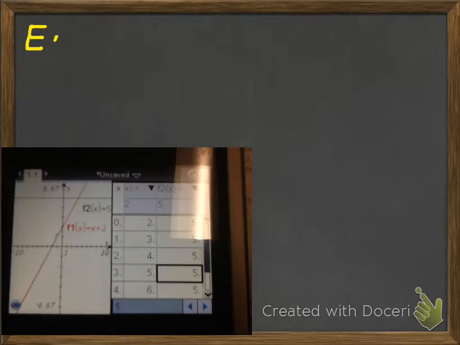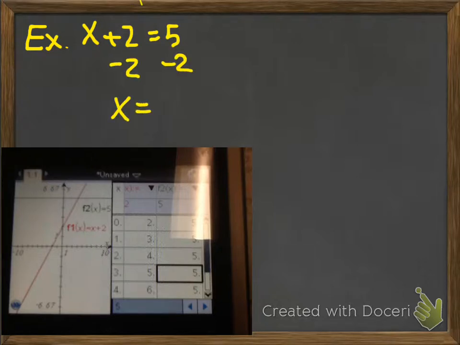One last thing, and you'll see this in your notes, is how do I solve this? Because they're going to ask you to do this algebraically, which is what you've been watching. This is algebraically right here. So take that example, x plus 2 equals 5. You subtract 2 and you get an answer of 3. Okay, that is algebraically.